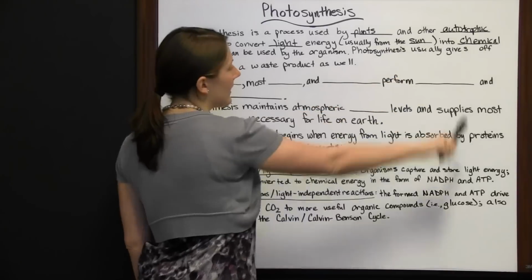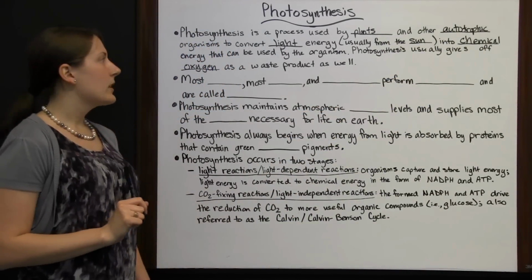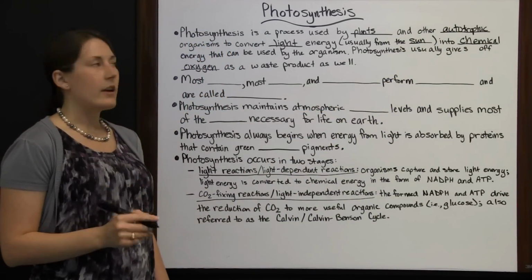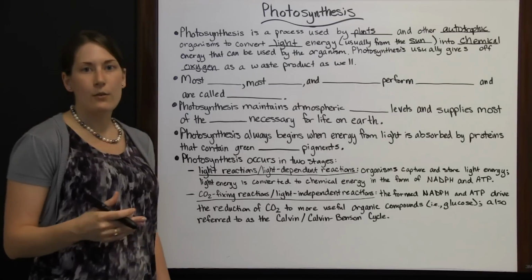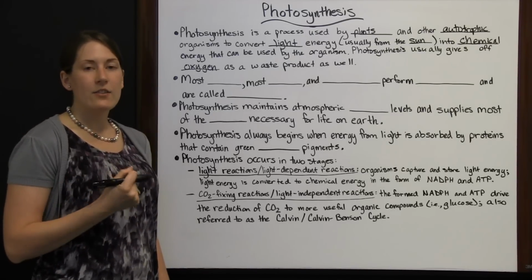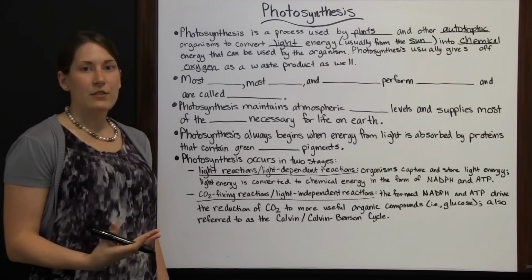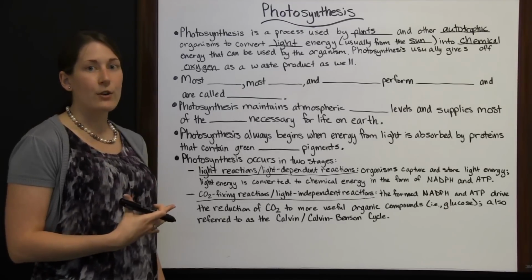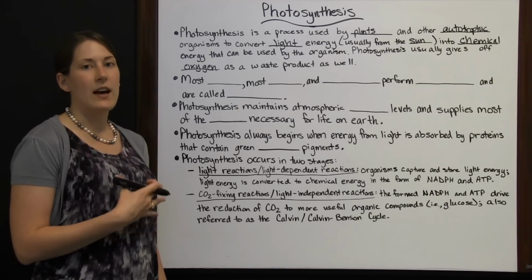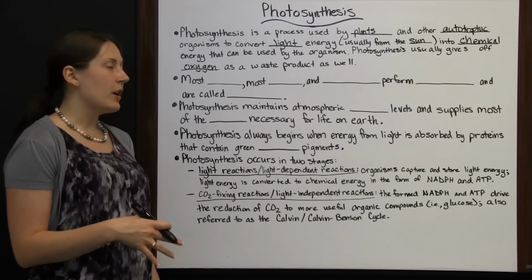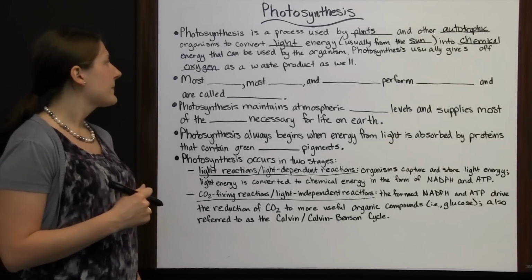Now, autotrophic means that these organisms make their own food. They are capable of creating their own food. They can harness the light energy and create their own source of nourishment. Heterotrophs cannot do that and must rely on autotrophs or other heterotrophs for their nourishment.